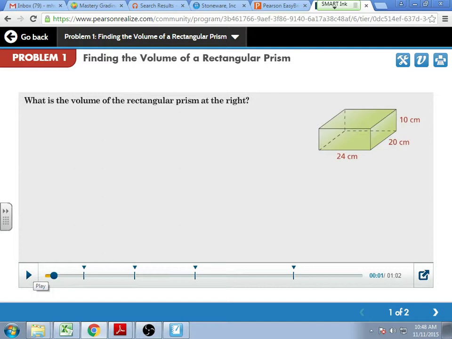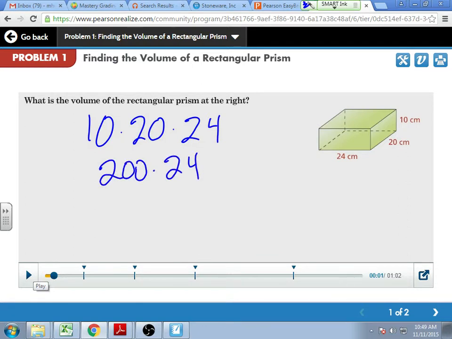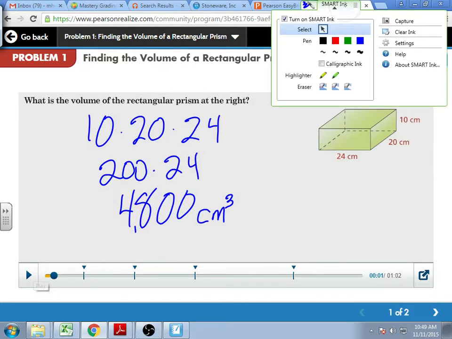You can really just multiply them in any order. If I did my 20 times my 10 first, because those numbers are easy to multiply together, what's 20 times 10? 200. So then I'm going to have 200 times 24. I would seriously write out 10 times 20 times 24. That becomes 200 times 24, so I double that and keep my number of zeros. And then my label, centimeters cubed, because now we're dealing with volume. I got it right.